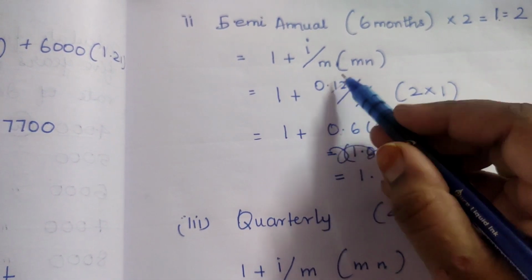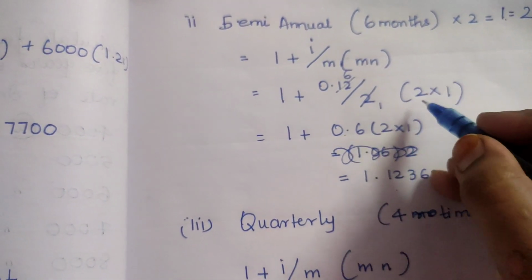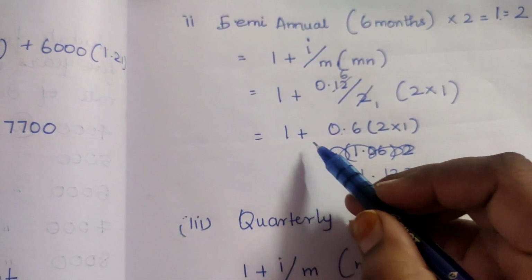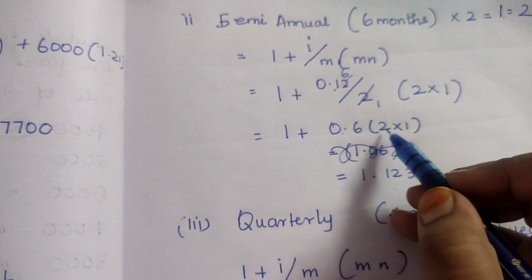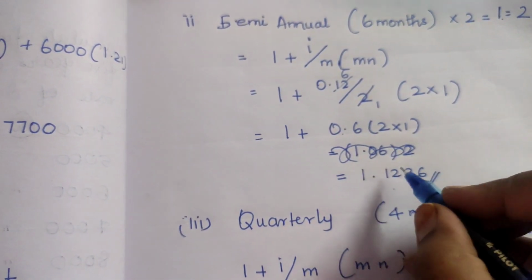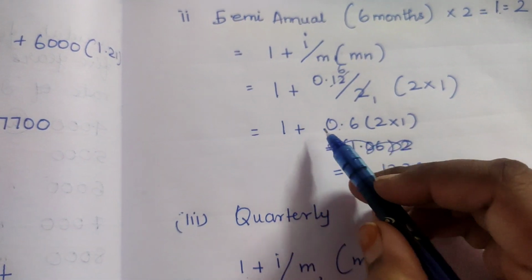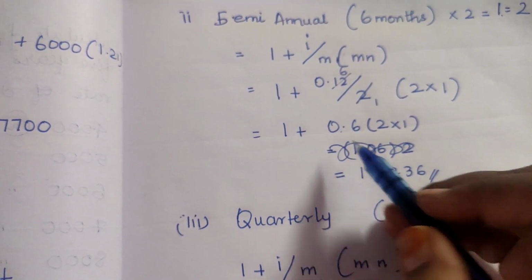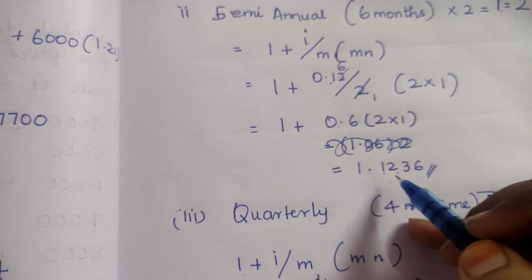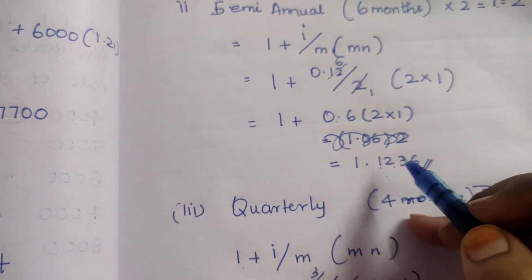2 divided by 2, 6 twos are 12. Okay, 2 ones are 2. So 1 plus 0.06 into 2. 0.06 into 2 means we get the value 0.12. After that, if we add it with the 1, we get this value. Again we have got the value 1.12.